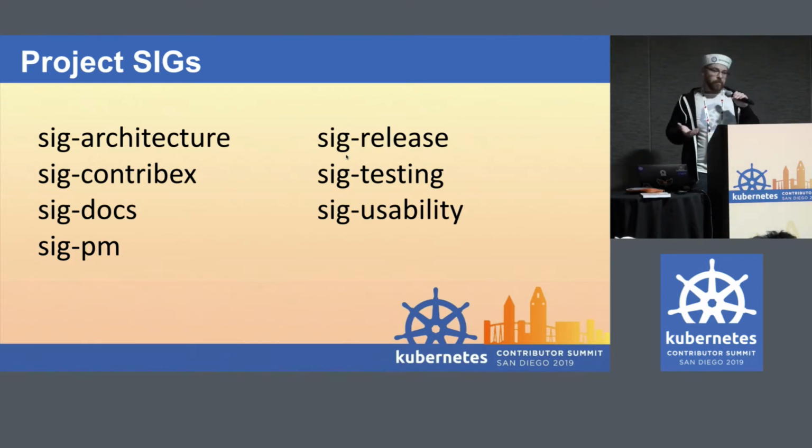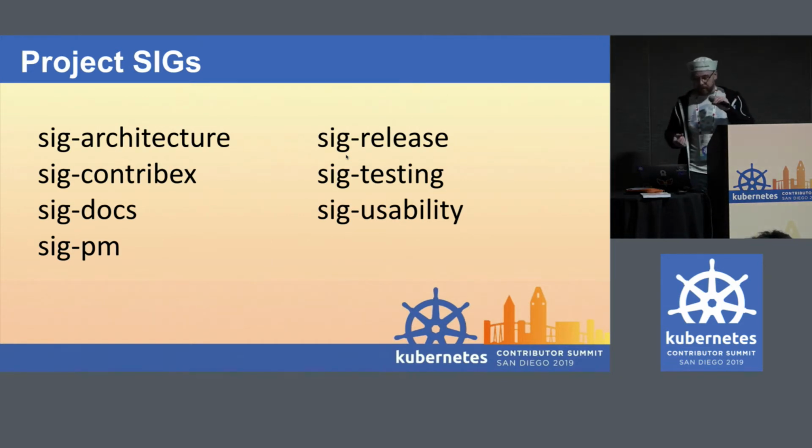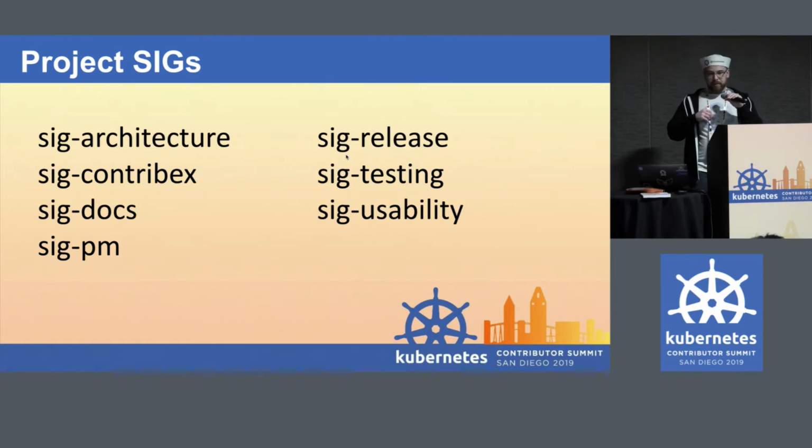Docs owns k/website, or kubernetes/website. It's kubernetes.io that you go to. It's self-explanatory. Next we have PM, project management, and it provides some project management services to other SIGs and owns some of the processes around managing the project. So this is things like enhancements or features and other things of that nature.